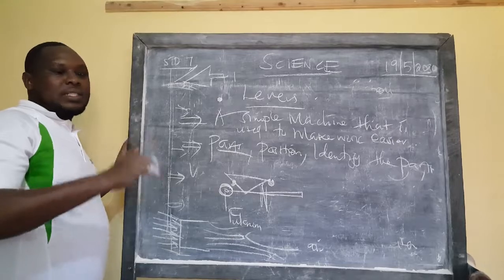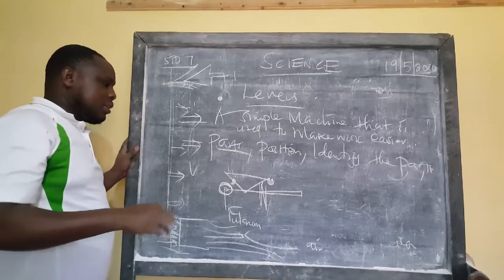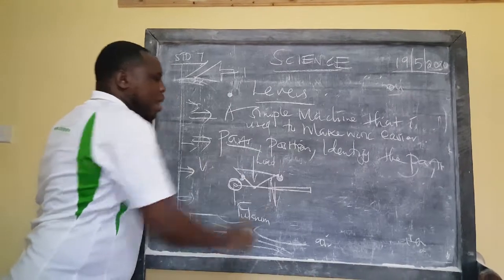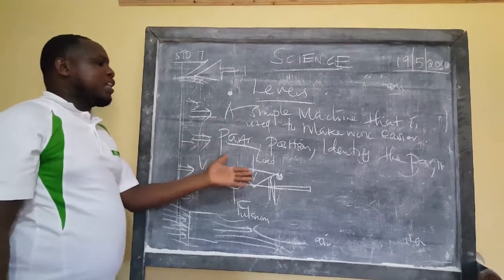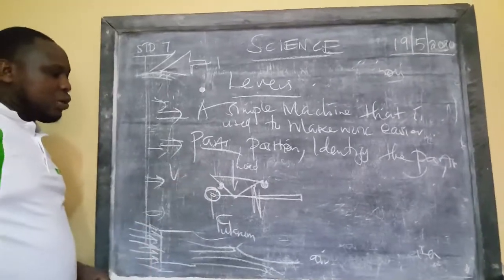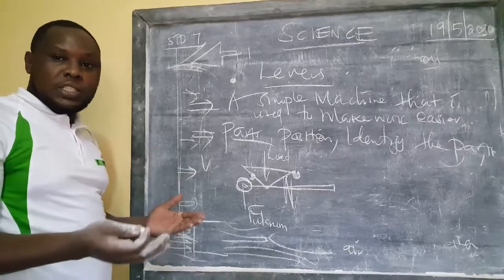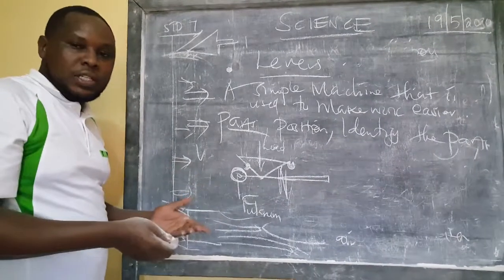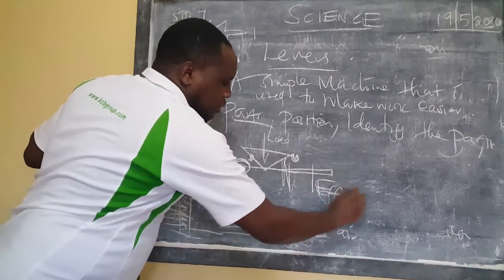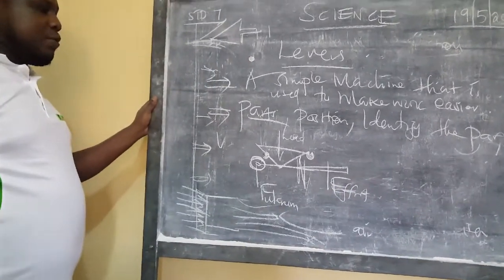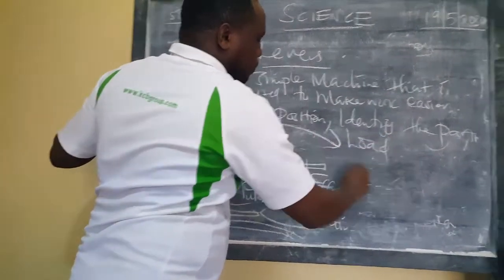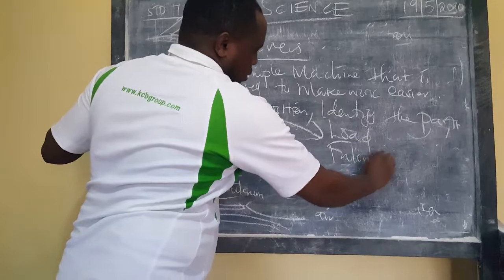Then we have the part that is carrying the weight, the material. This point here, we call it the load, where the work is being done. Because sometimes you will find that it's not a load, but where the work is being done, that becomes the load. And then where the person applies effort, where are you applying your effort? Where you are applying your effort becomes the effort. Where you are applying your force becomes the effort. And so, in terms of parts, we are going to look at the load, the fulcrum, and the effort.